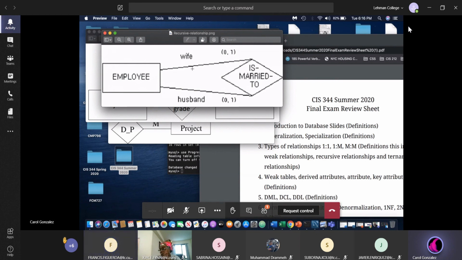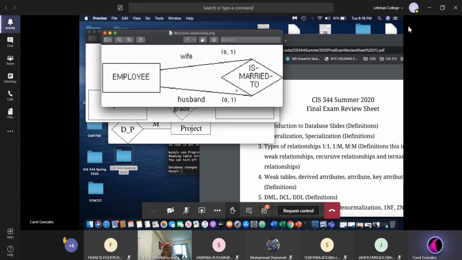A recursive relationship is when you have different titles, like job titles, such as a manager or supervisor. If they have the same attributes, a manager could supervise a supervisor. A supervisor can have many managers, or could be managed by many managers.